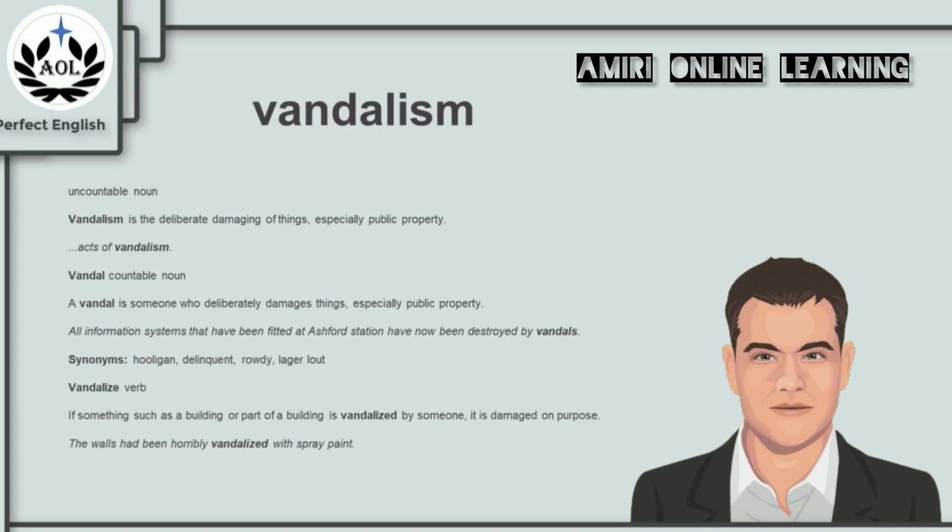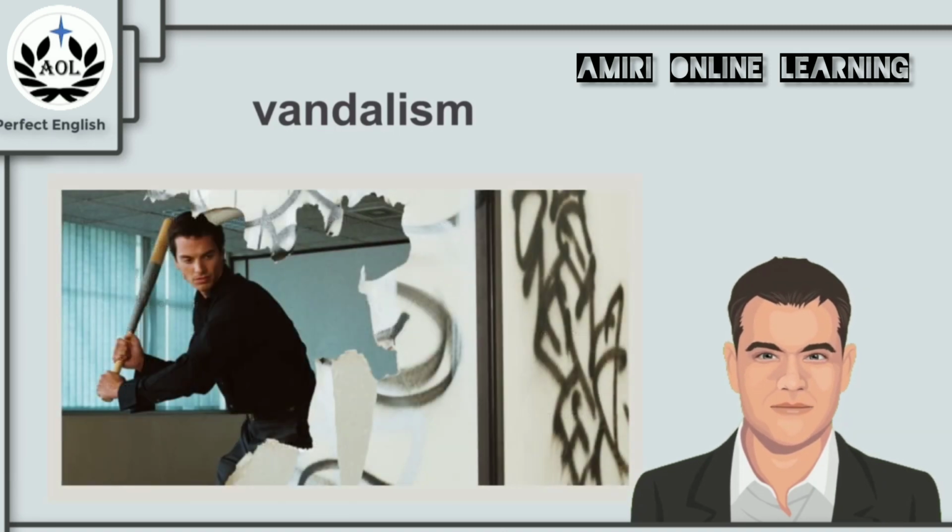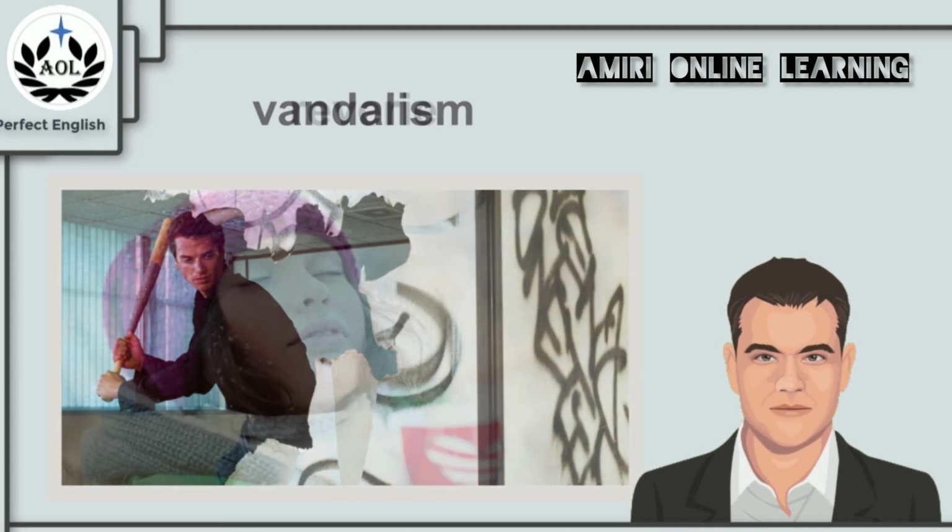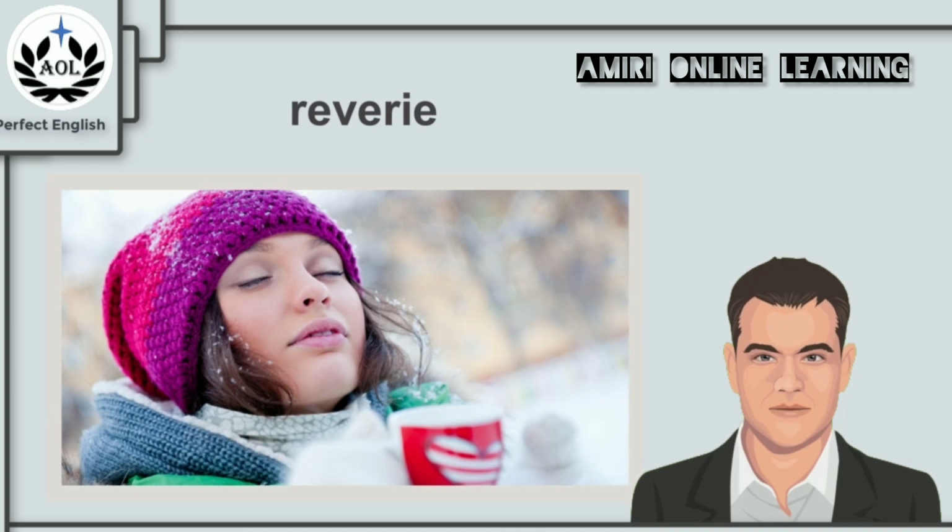And we also have the verb vandalize. If something such as a building or part of a building is vandalized by someone, it is damaged on purpose. For example, the walls had been horribly vandalized with spray paint. So the next time you remember the picture of this man destroying the wall like this, remember the word vandalism and what it means. And now for the next key word, reverie.